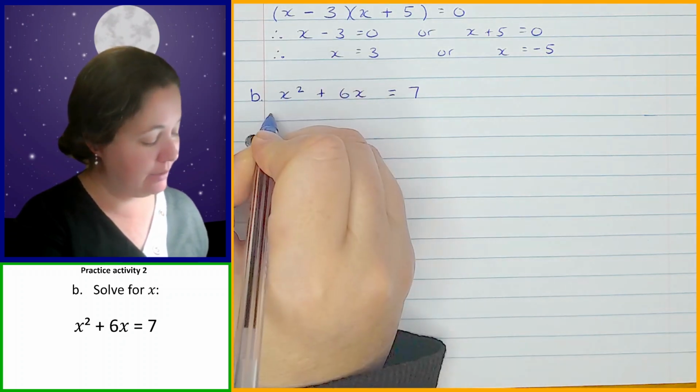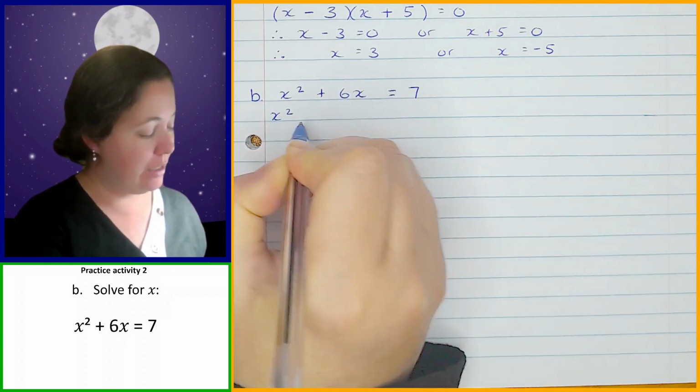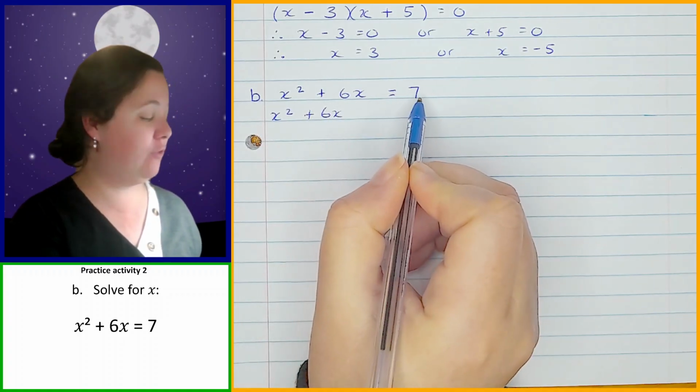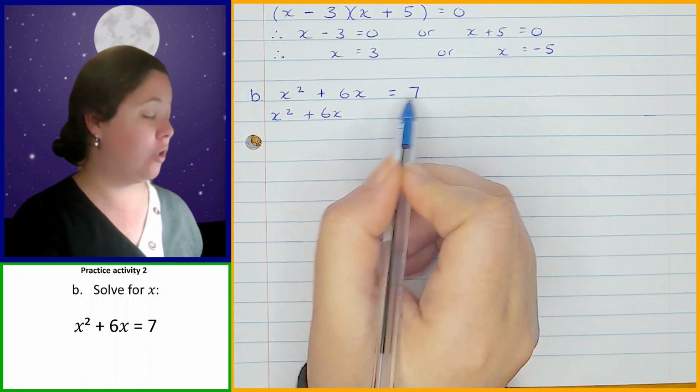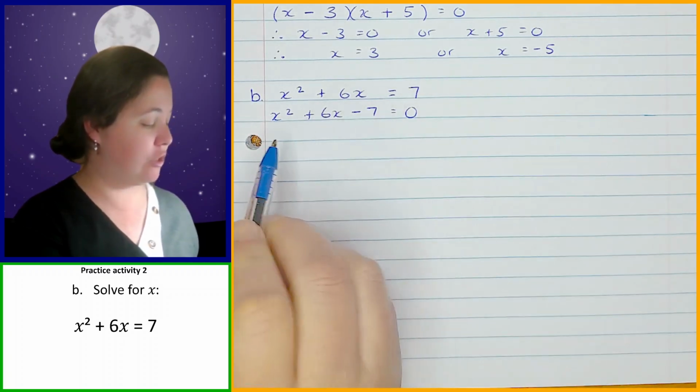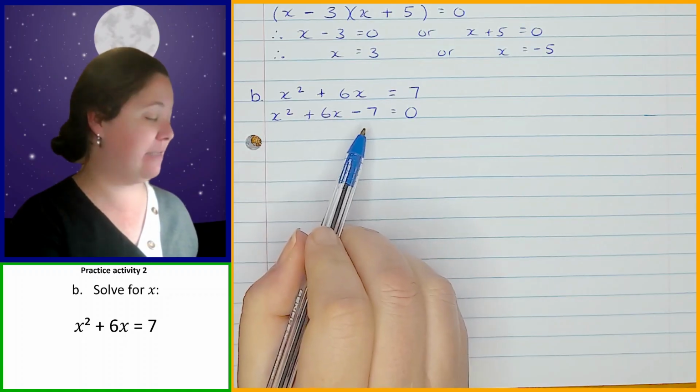So I've got x squared. I want my x squared first, then I want my 6x, then I want to have my constant. Now when I get rid of the 7 on the right, I'm going to subtract 7 on both sides. So it's going to be negative 7 equal to 0. So now I've got x squared plus 6x minus 7 equals 0.